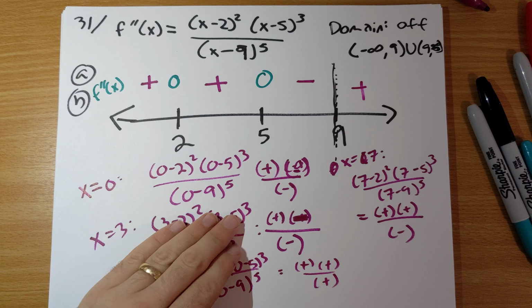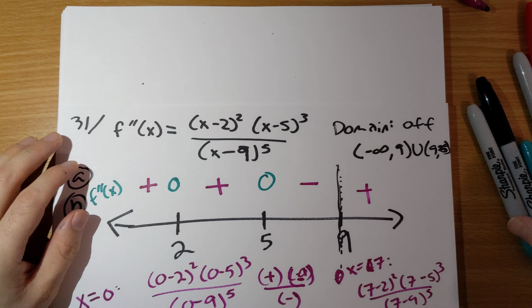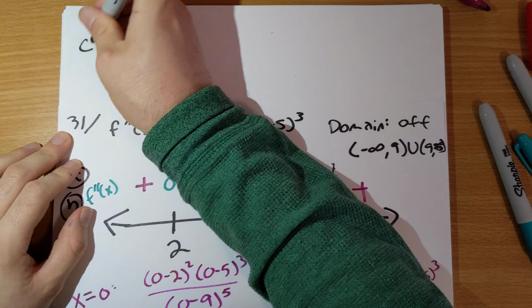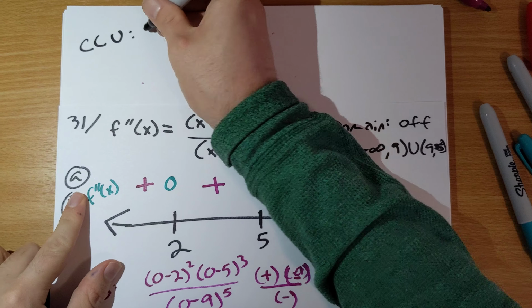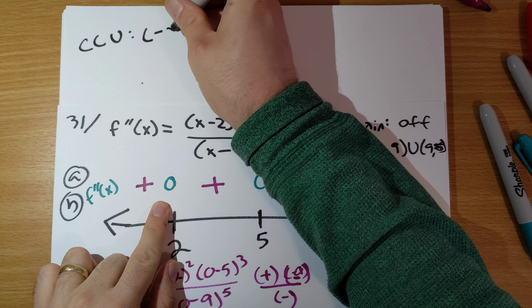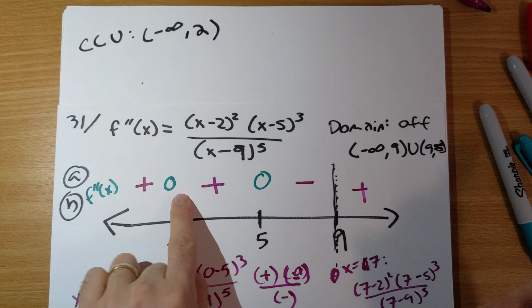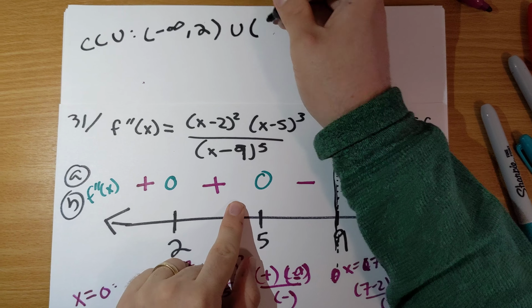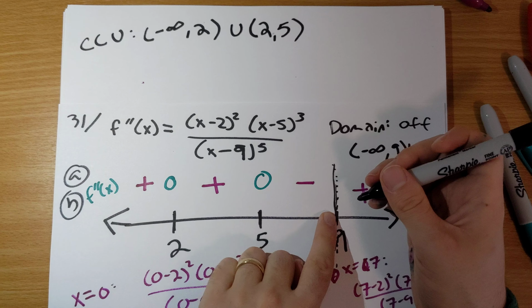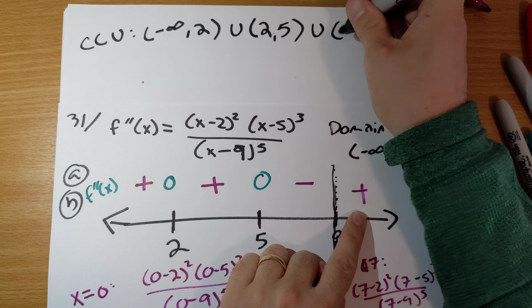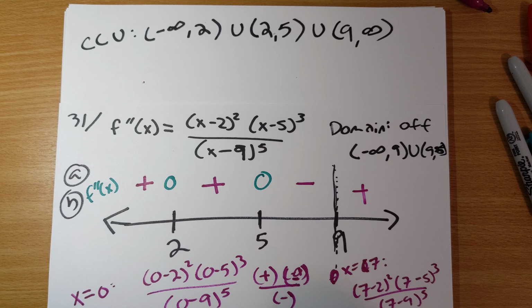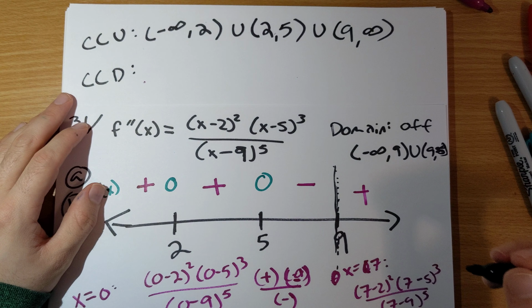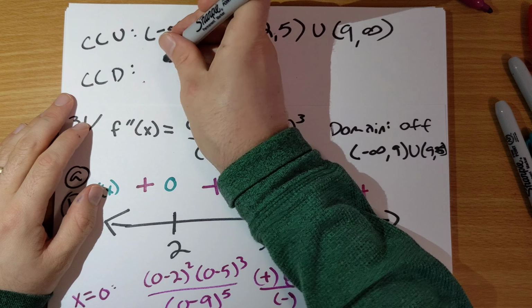Once we construct the sign chart, let's go ahead and answer A and B. Where is f concave up? Concave up from negative infinity to 2, but not at 2, union from 2 to 5, and then union from 9 to infinity, and all of those are open intervals. For concave down, we're looking for when the second derivative is negative. That would be from 5 to 9.